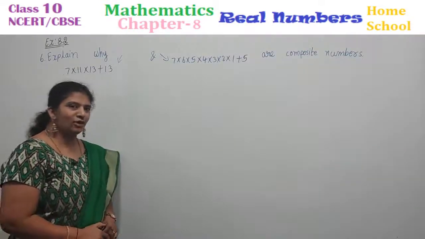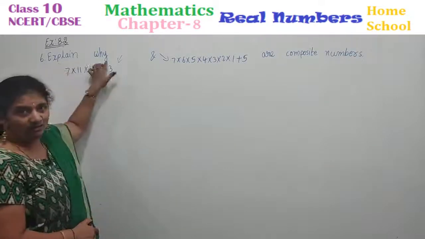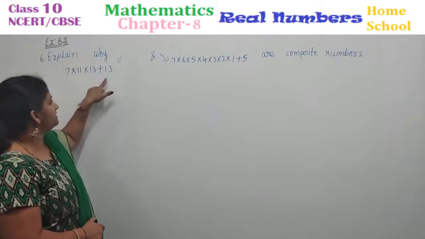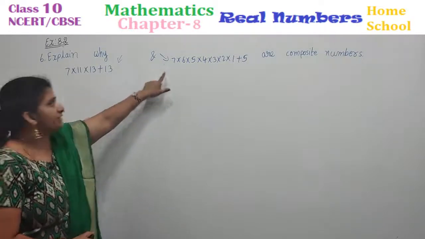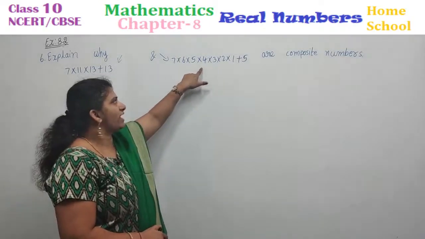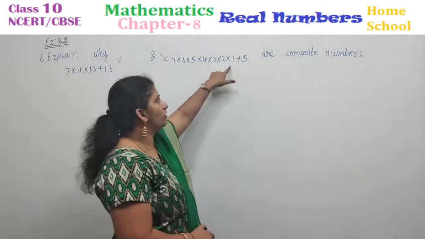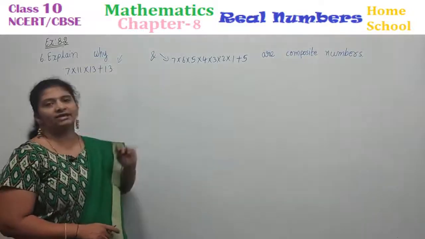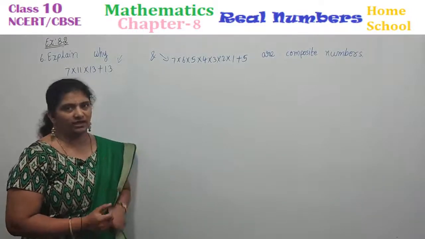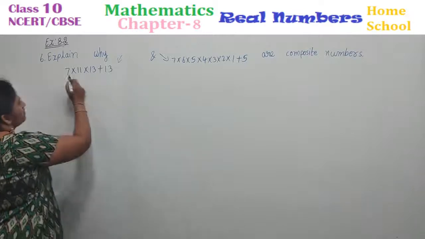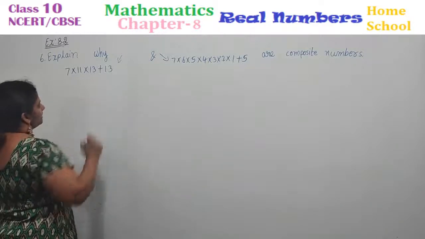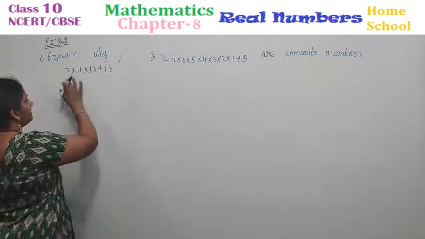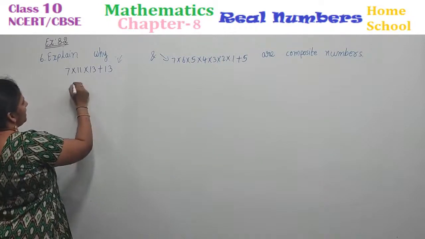Let's see the sixth problem. Explain why 7 into 11 into 13 plus 13 and 7 into 6 into 5 into 4 into 3 into 2 into 1 plus 5 are composite numbers. They are saying that these are composite numbers. Why? Let us see. 7 into 11 into 13 plus 13. In these two, 13 is common. Remaining things multiply here.